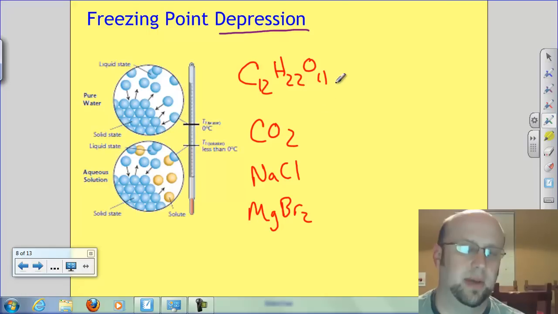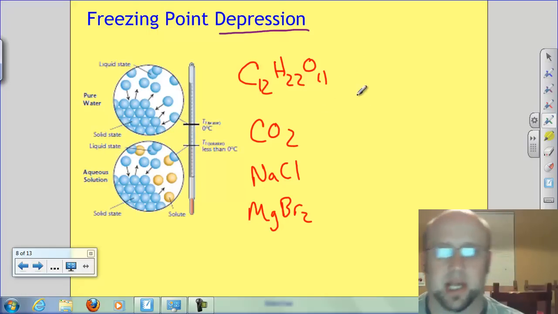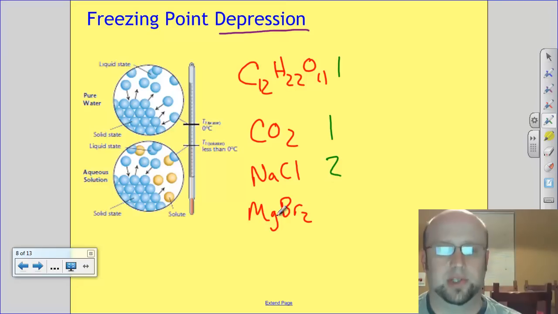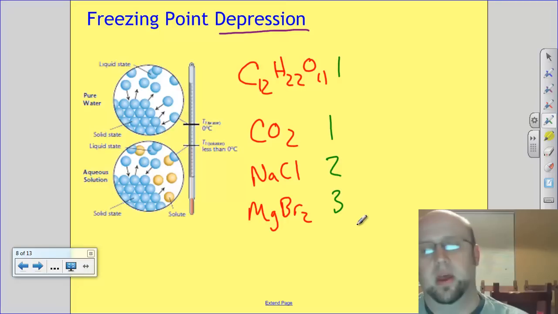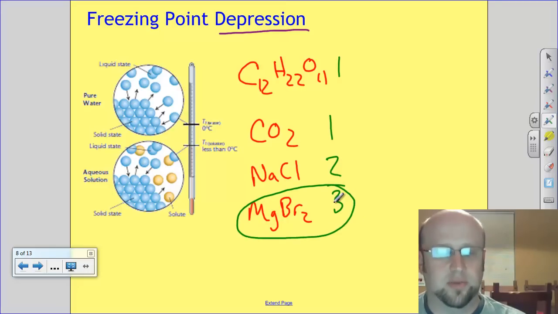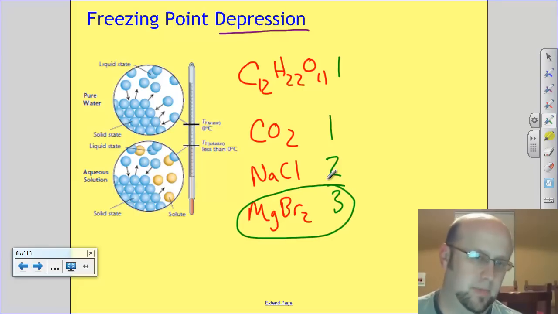Well, again, it depends on the Van't Hoff factor if we don't work out the whole calculation, and we'll talk about that in a second. So if they're all equimolar, then I've got one particle, two particles, and then magnesium is 1, and 2 bromines gives me 3 particles. So that means that magnesium bromide is going to have the lowest freezing point. More particles, lower freezing point, all right?